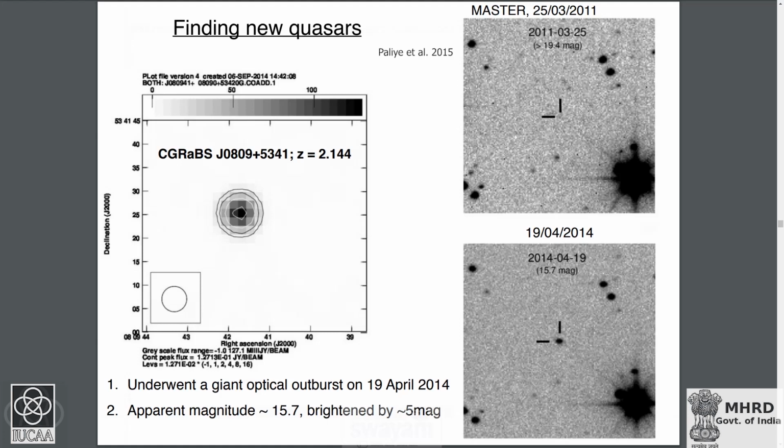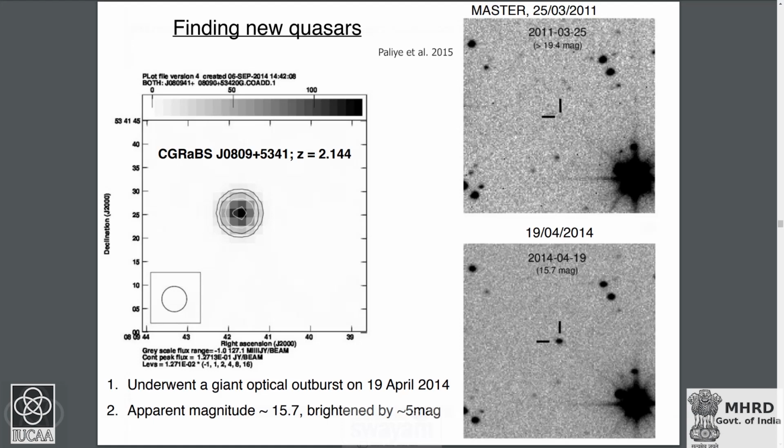The third application of timing is to find new quasars or new sources. What I show on the right is the image of a region of the sky taken during 2 different times. The one on the top is taken on 25th March 2011 and the one on the bottom was taken on 19th April 2014.